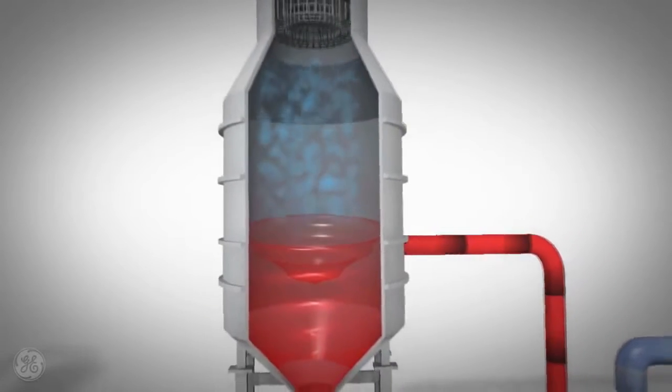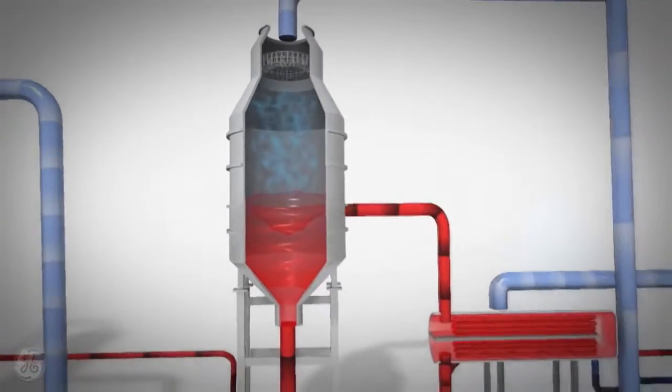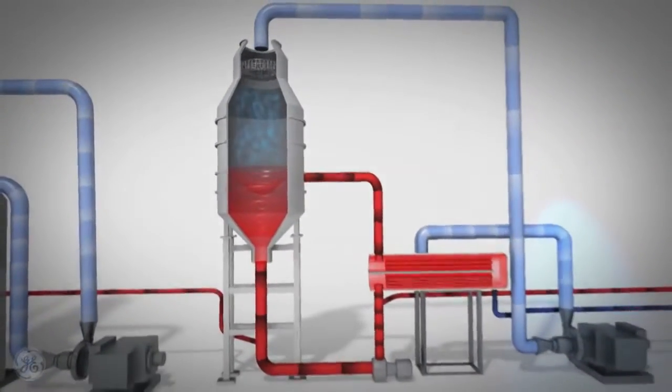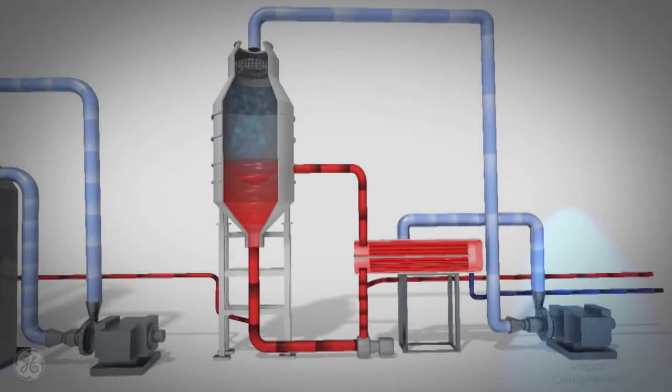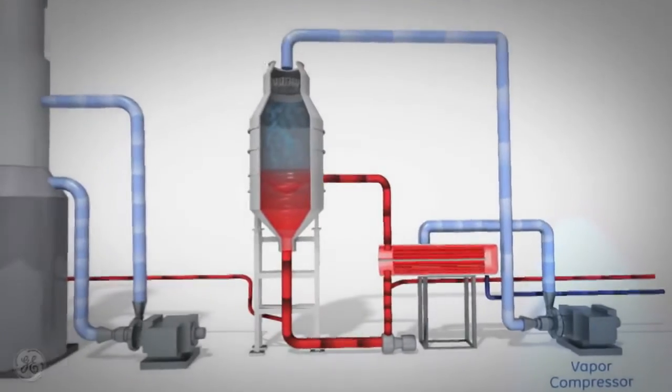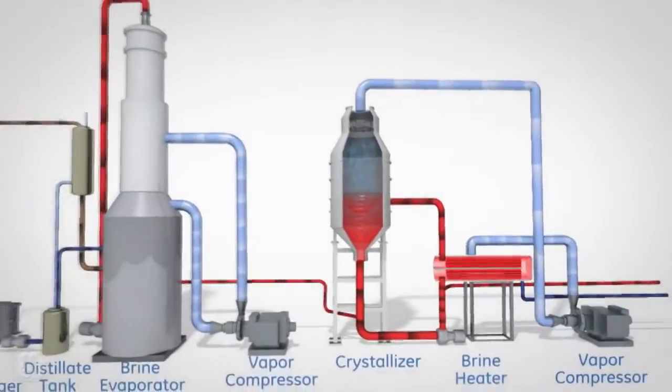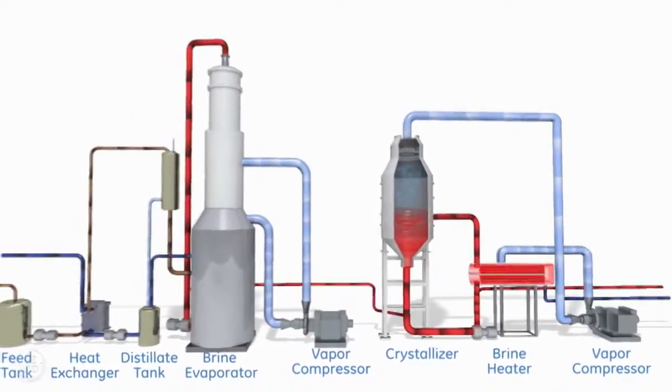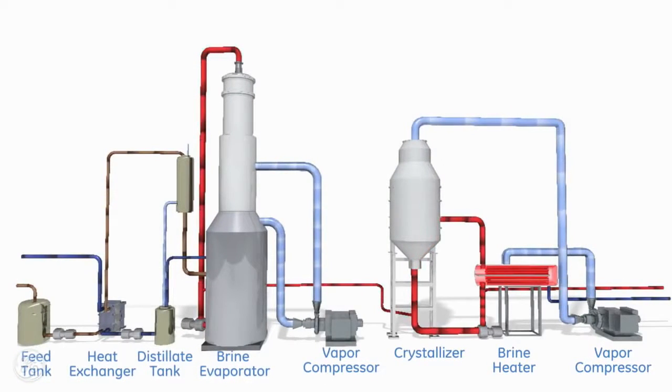The flashed vapor in the vapor body flows through the mist eliminator to the vapor compressor. Vapor from the compressor is routed to the shell side of the shell and tube heater, where it condenses and is recovered as condensate. Recovered distillate is available for recycle and reuse. The crystallized solids are further processed by a filter press or centrifuge to achieve zero liquid discharge, and in some cases used as a valuable byproduct.